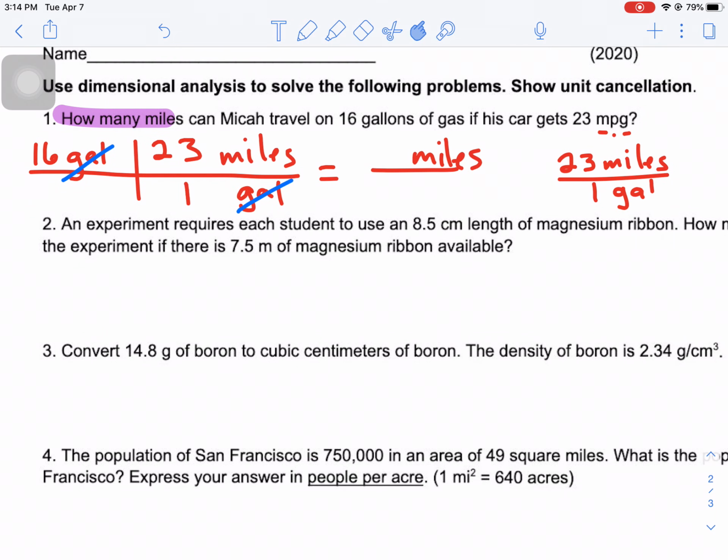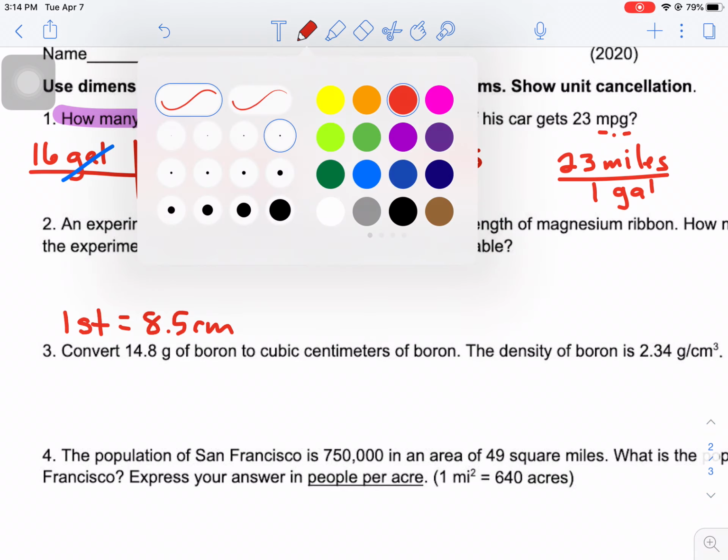It says an average experiment requires each student to use 8.5 centimeters of magnesium ribbon. So basically what I'm saying here is that one student, ST for student, is equal to 8.5 centimeters. Now, not really, but if you're trying to get materials ready for a lab, you have to have a starting point. And we realize that one student needs 8.5 centimeters. So that is going to be a conversion factor.